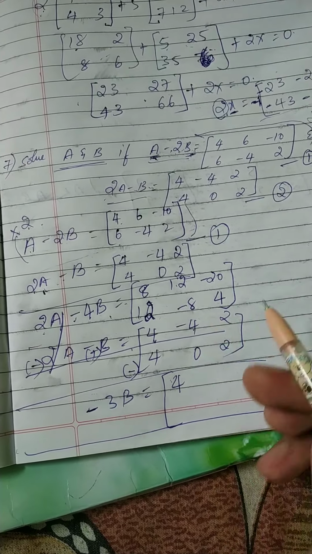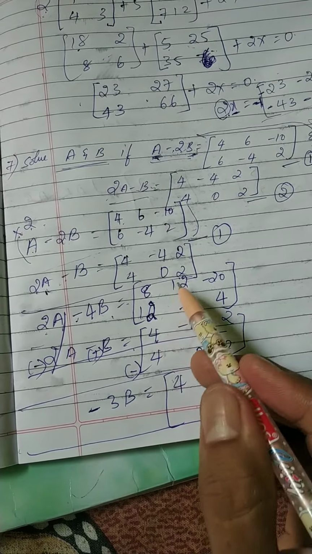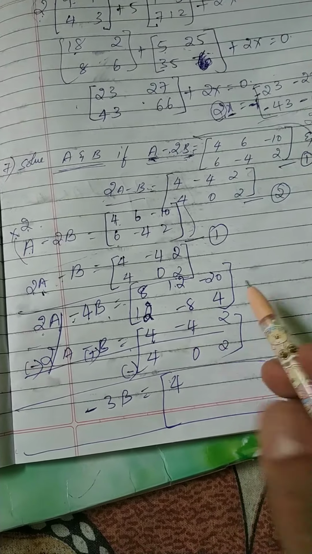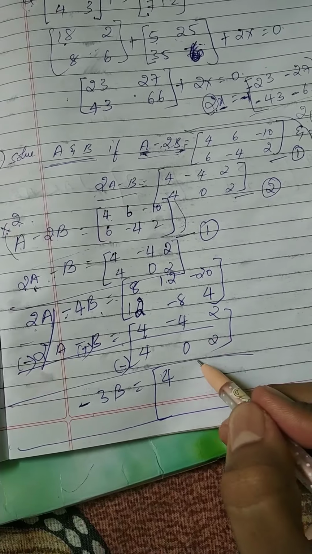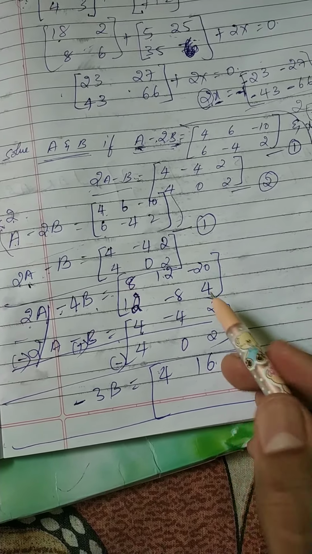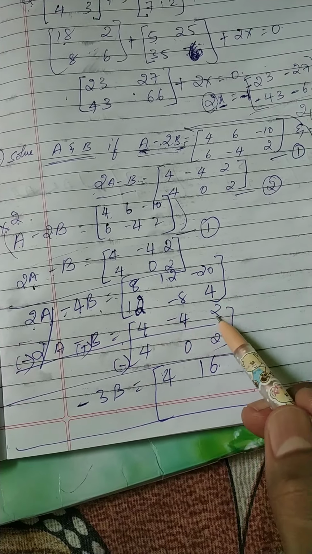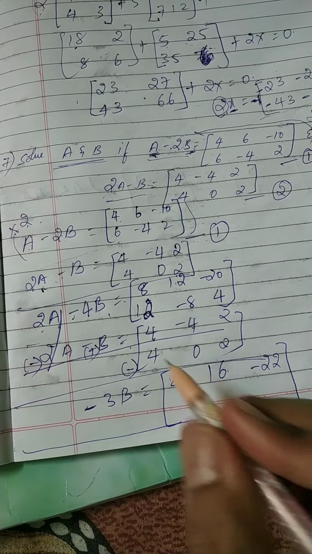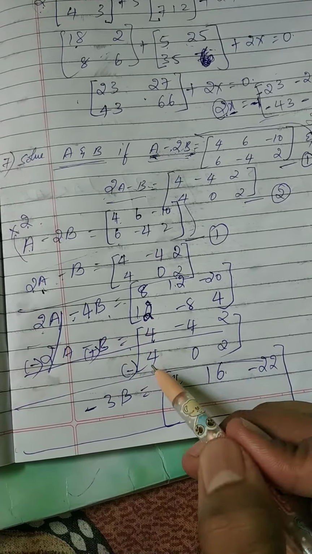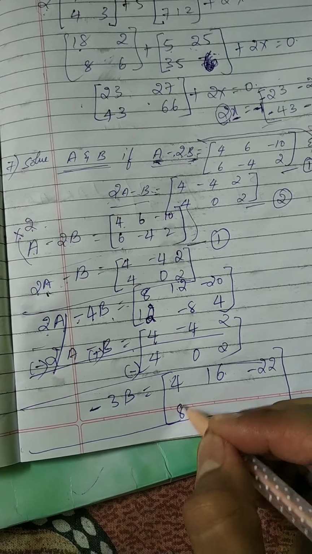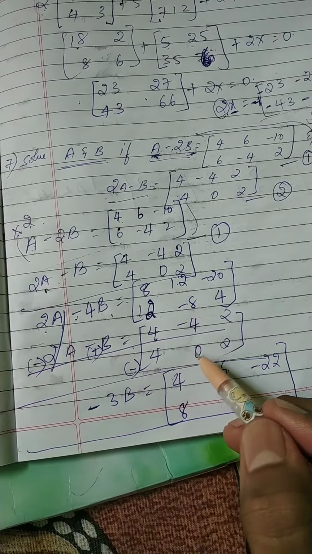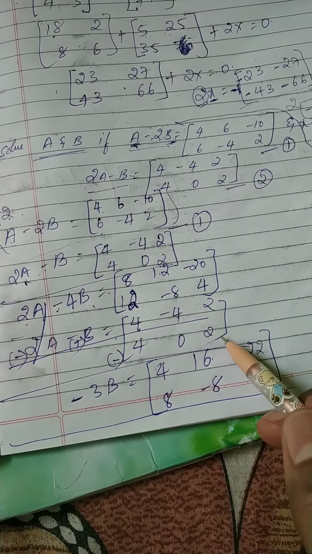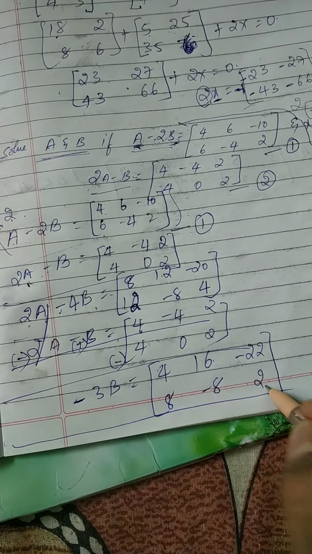Again, 12 minus of minus 4. 12 minus of minus 4 is 12 plus 4. 12 plus 4 is 16. And minus 20 minus 2 is minus 22. Then we have 12 minus 4, which goes 8. Minus 8 minus 0 is obviously minus 8. 4 minus 2 is plus 2.